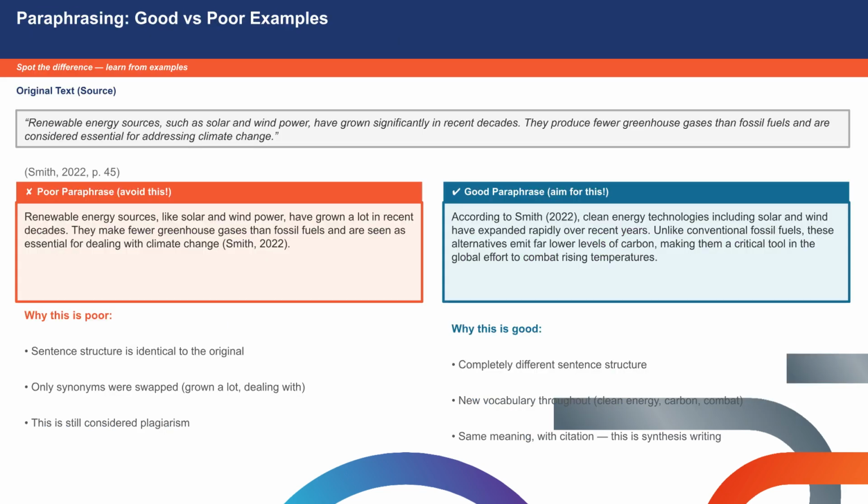Here are examples of poor versus good paraphrasing. Poor paraphrasing closely mirrors the original structure and substitutes only a few synonyms. Good paraphrasing uses a completely different sentence structure and new vocabulary while keeping the original meaning and including a citation.